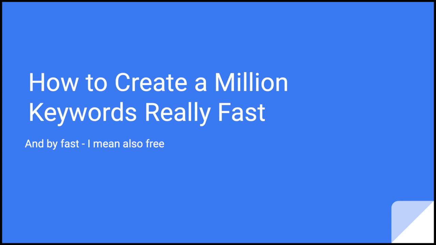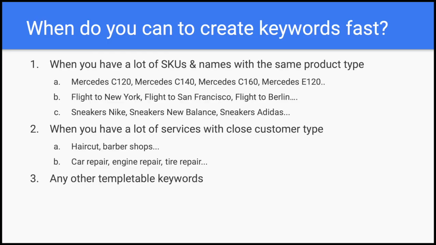And that's exactly when it gets a little bit complicated, because we have to generate so many different permutations and combinations. There are a lot of different ways of doing that. Let's get moving. So when can you create keywords fast? First, and the very popular case, is when you have a lot of SKUs, so you have a lot of items in your shop, e-commerce, or even if you sell cars, you also have a lot of models to show. And all these products are in the same type, in the same bucket.